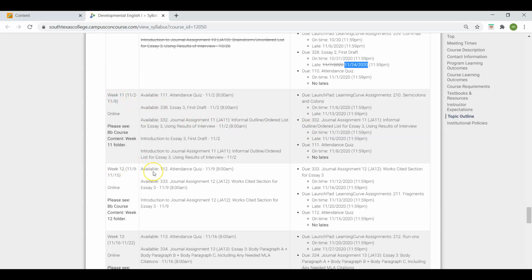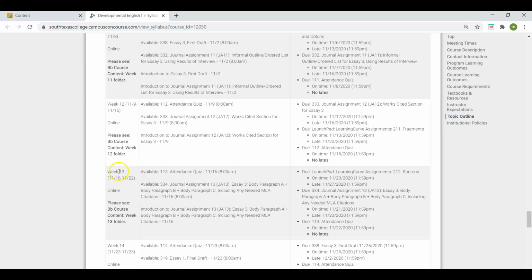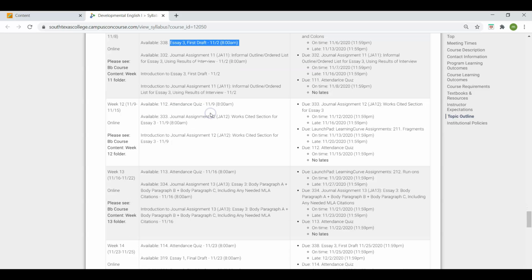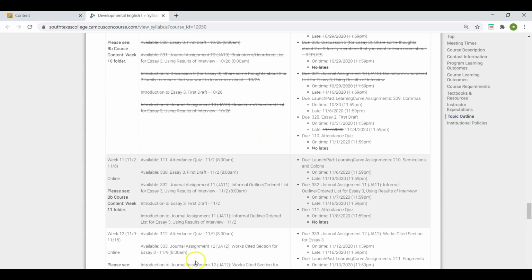Week 11, week 12. And I think right now we're at the end of week 13. We went on to journal assignments, but those were journal assignments for essay number 3. Notice essay number 3. Okay, I'll stop talking about essay number 3. All I'm saying is that something else is also going on and you have to keep track of everything. I help you keep track of things through this document, the syllabus.